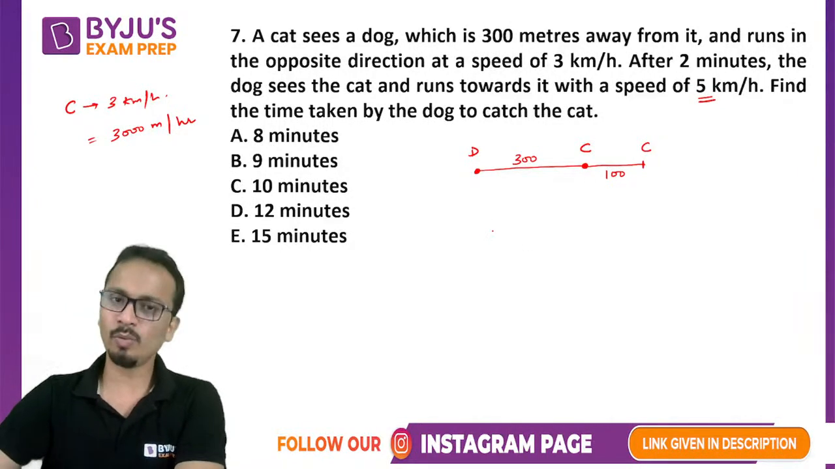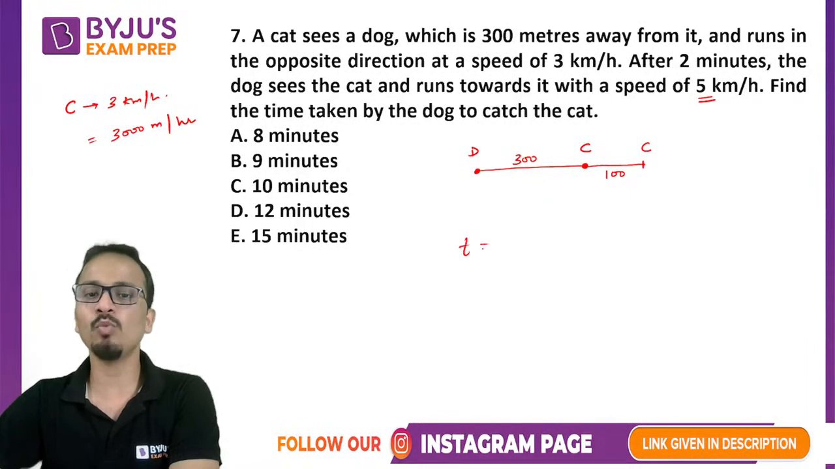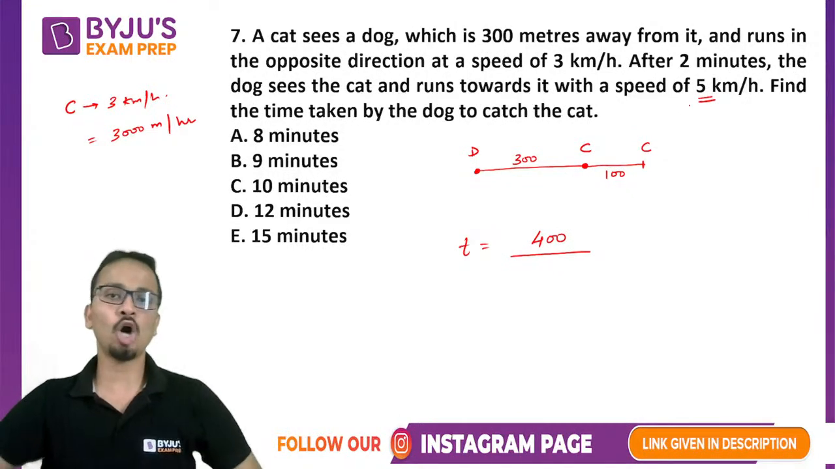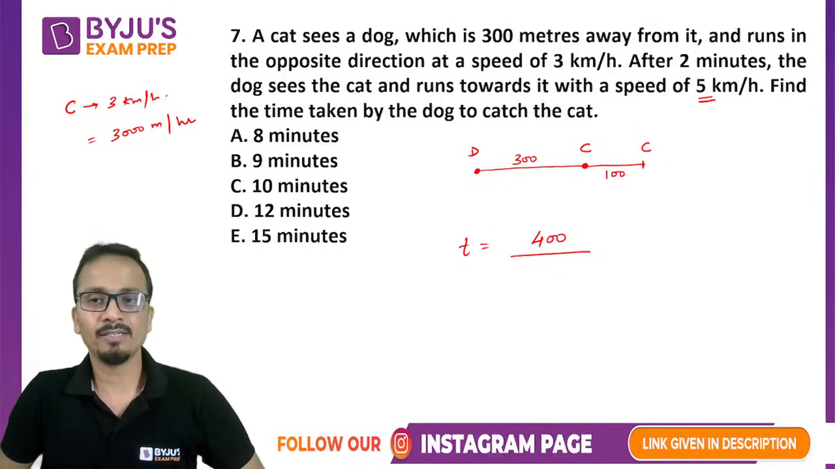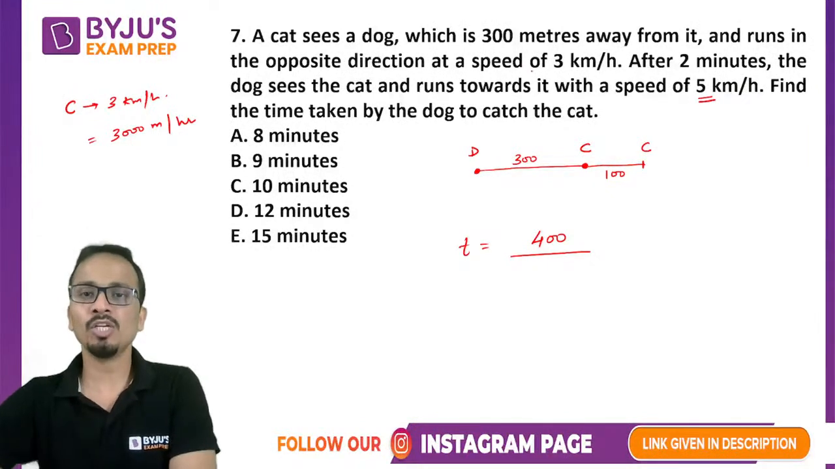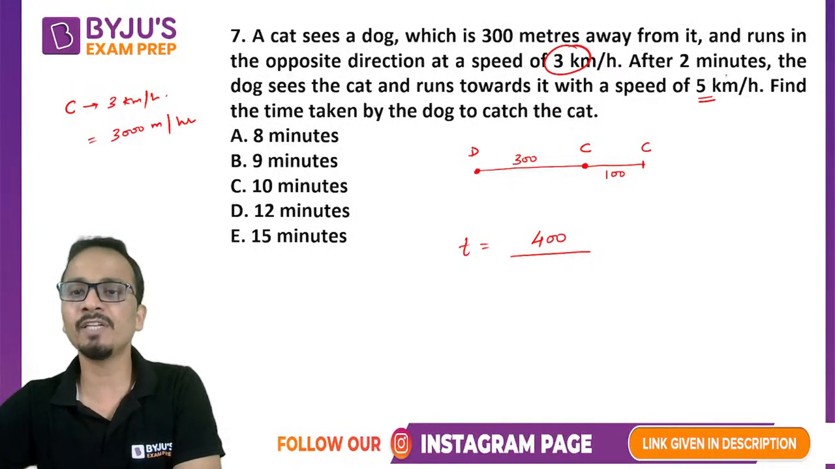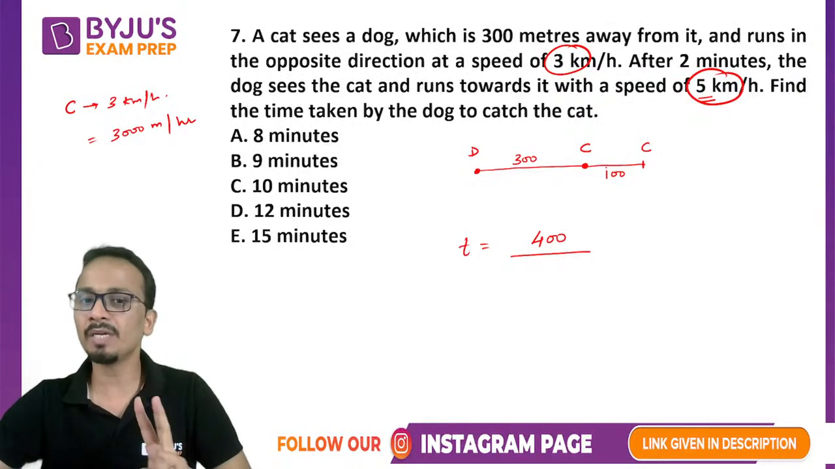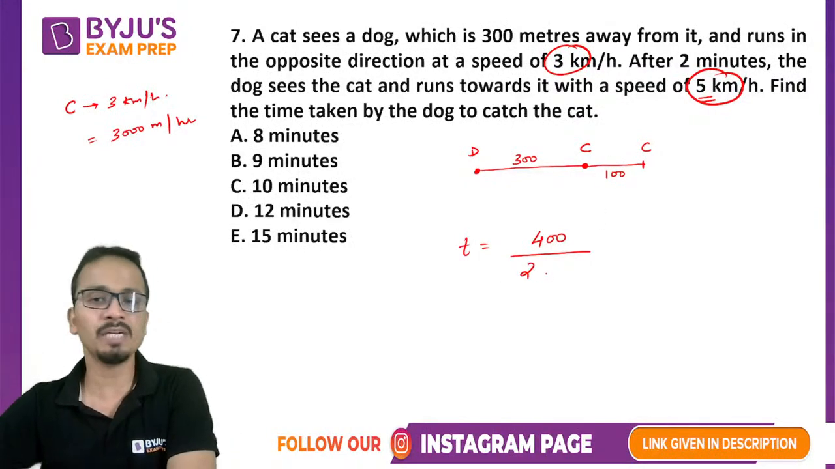Alright. So here we'll apply the same method. Time taken will be the distance between them divided by the relative speed. Now since the dog is catching the cat, they are moving in the same direction, so their relative speed will be the difference of their speeds. Now 5 km per hour minus 3 km per hour, that is 2 km per hour.